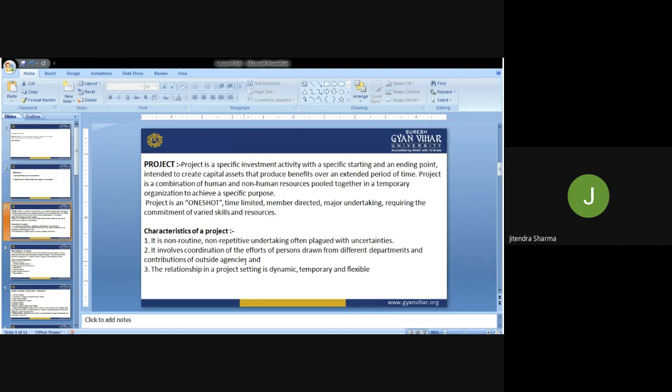contribution of outside agencies. It means the project is not just a statement of explanation, but of how we coordinate all the stakeholders inside the organization, and how we can take assistance from the agencies that are part of that project, as we have mentioned in the project explanation. The relationship in a project setting is dynamic, temporary, and flexible.